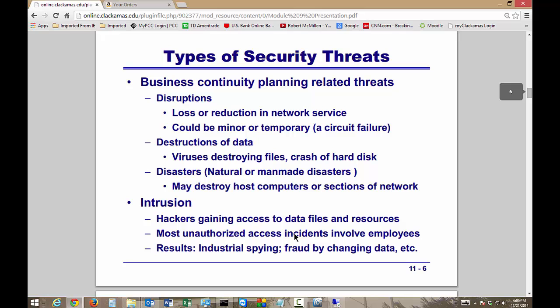So business continuity planning related threats: you've got disruptions, loss or reduction in network services. Could be minor or temporary, but then again, it might be huge. You could have destruction of data. You have viruses destroying files or crashing hard disks. You have disasters such as natural or man-made disasters, which can also destroy data.